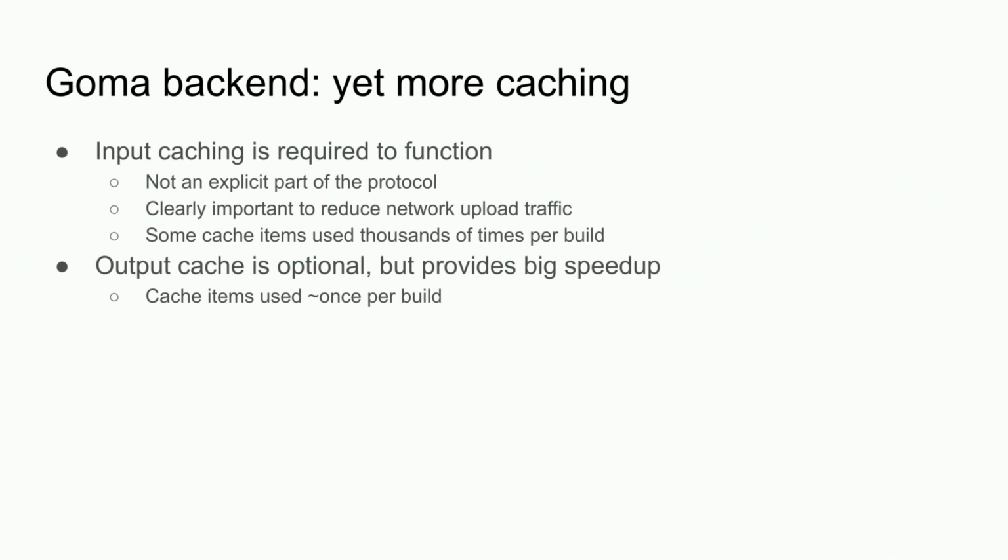So input caching is not an explicit part of the protocol, but it's required to function. Output caching is completely optional, but gives you a big speed up. And the input caching has different access patterns to the output caching.